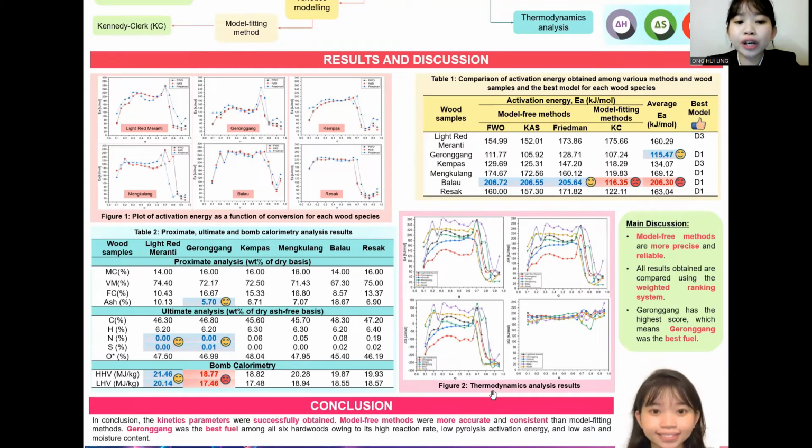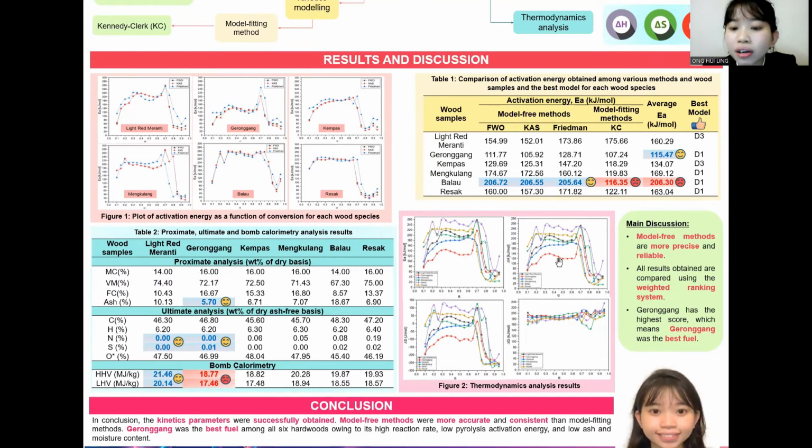Next, figure 2 shows the thermodynamic analysis result. From the figure, delta H and delta S reveal similar curve shape with the average activation energy as a conversion function. Based on the plot of enthalpy change, delta H dropped massively at the end of the reactions, revealing that only a small quantity of energy is required for the product formations. The delta H value were positive, indicating that the pyrolysis reactions was endothermic.